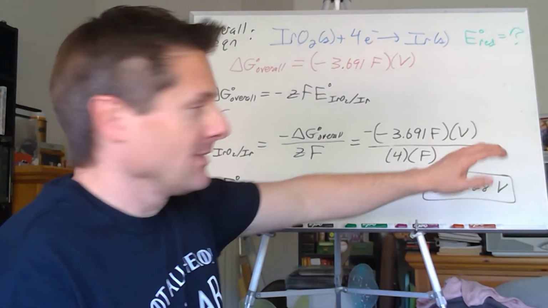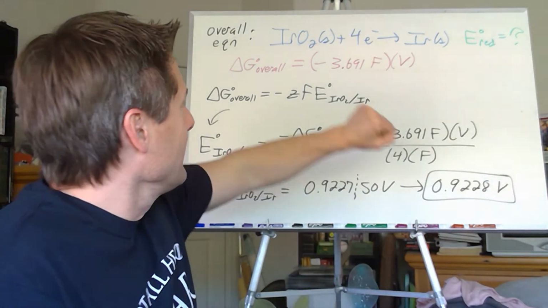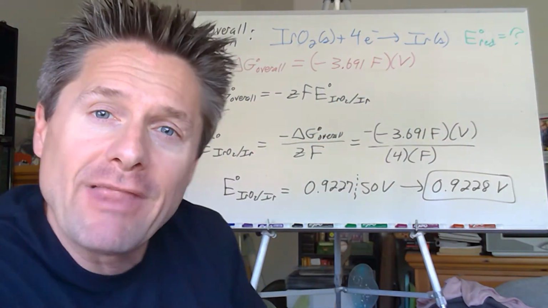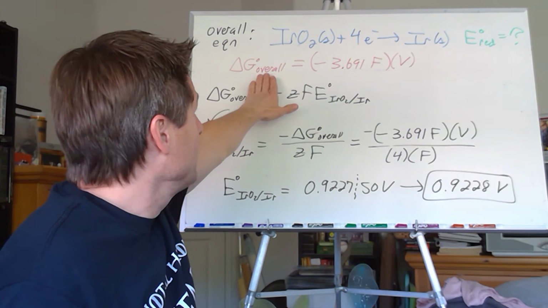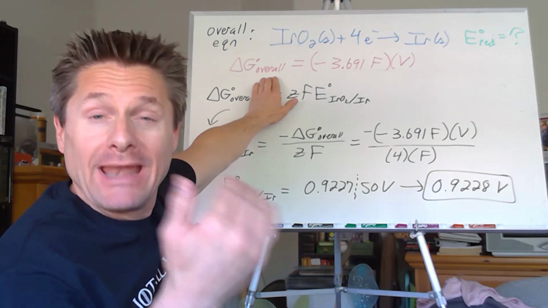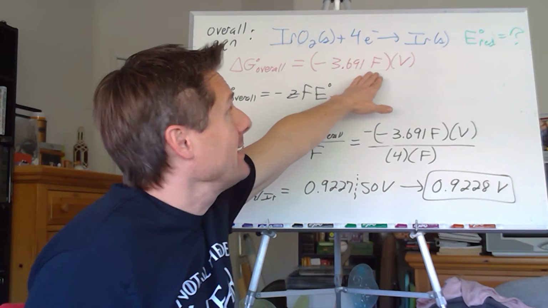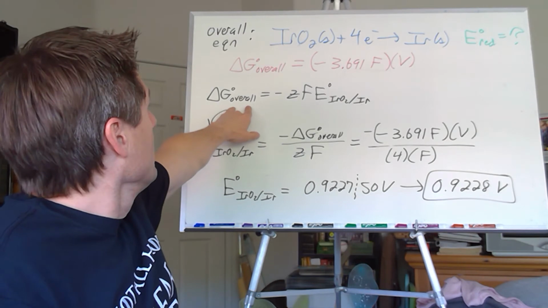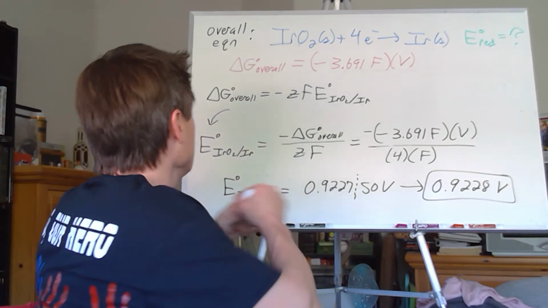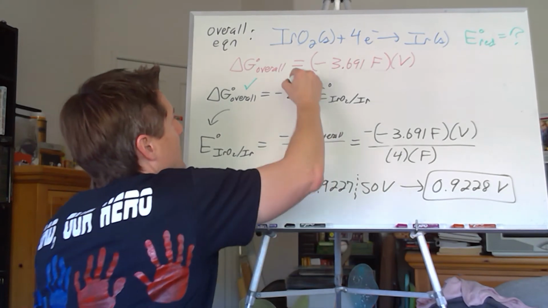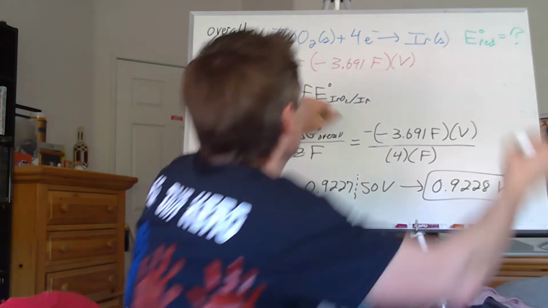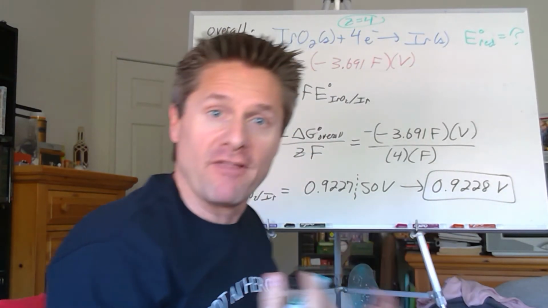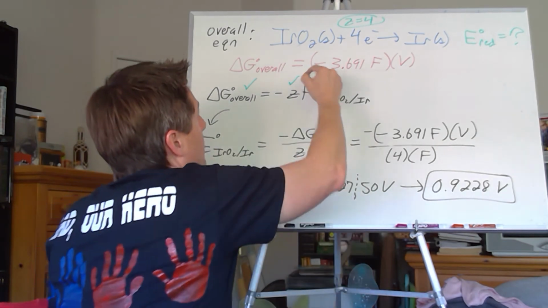How'd you do, gang? This is where you're going to see the Faraday's constant cancel out. So here's the overall equation again. I just rewrote that. We want to know the reduction potential for that half cell. And this is the delta G naught overall we got by combining equations 1 and 2. The -3.691 times the Faraday's constant in volts. All right, last step. We know delta G naught overall, correct? We know this. We know Z. Z is equal to 4 for that particular half reaction. We know the Faraday's constant.